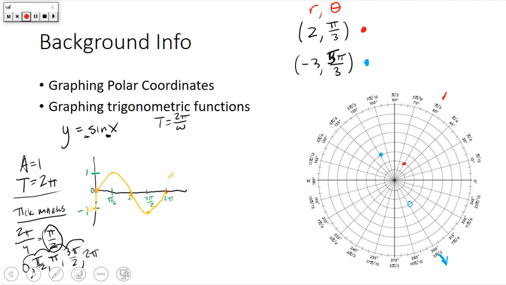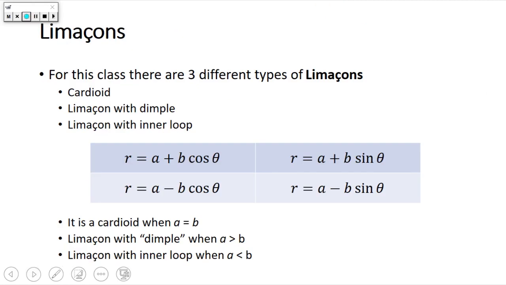And so those two concepts, graphing polar coordinates and graphing trig functions, are super crucial to a really good understanding of how to graph polar equations. So the first kind of polar equation we're going to look at here is something called a Limaçon. The ç is pronounced kind of like an S, so Limaçon. And there are three different types of Limaçons.